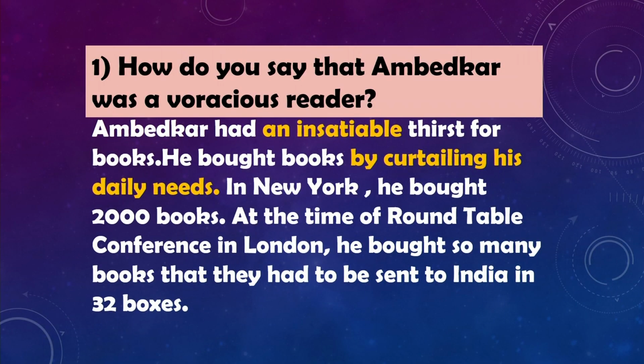Ambedkar had an insatiable thirst for books. Second point, he bought books by curtailing his daily needs. The two instances are like this. In New York, he bought 2000 books. At the time of the round table conference in London, he bought so many books that they had to be sent to India in 32 boxes.